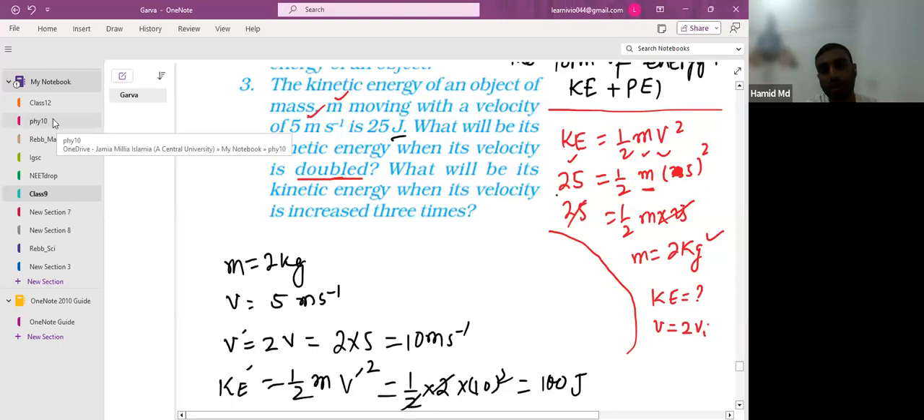What about Riaz? So you do the second part. What will be the kinetic energy when the velocity is increased 3 times? Riaz, did you get the answer? Did you understand the question solution? Yes. Okay, then move to the next part. Let me note the answer. Okay, you got the answer? Do it.